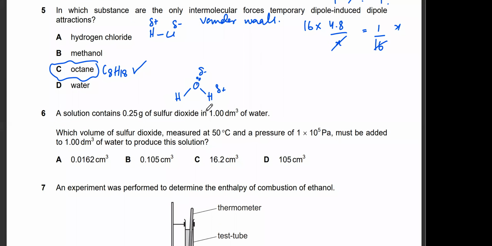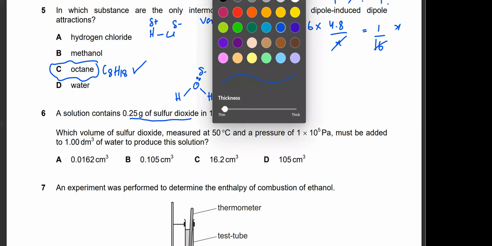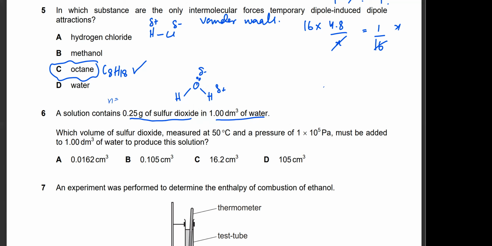You've got a solution containing 0.025 grams of sulfur dioxide in 1 dm³ of water. Which volume of sulfur dioxide, measured at 50 centigrade and a pressure, so this is PV = nRT, must be added to 1 dm³ of water to produce this solution? So the question is simple. He's saying what volume of sulfur dioxide, right? So you already have the mass of sulfur dioxide. You can find the moles. Can anyone tell me how many moles you've got? How would you find the moles? Mass divided by MR. So moles would be what?